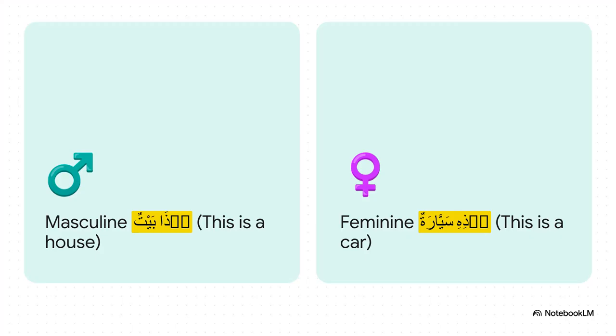Up until now, whenever we wanted to say this is, we used the word hadza. But suddenly, in Lesson 6, we see sentences like hadhihi sayyaratun. So what's going on here? Why did this change from hadza to hadhihi? Well, the answer is gender.